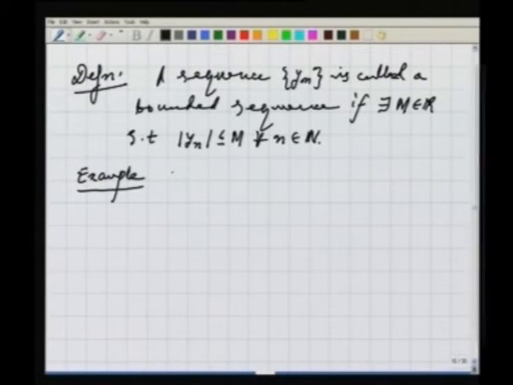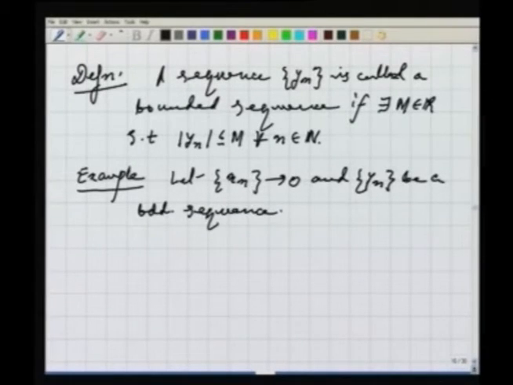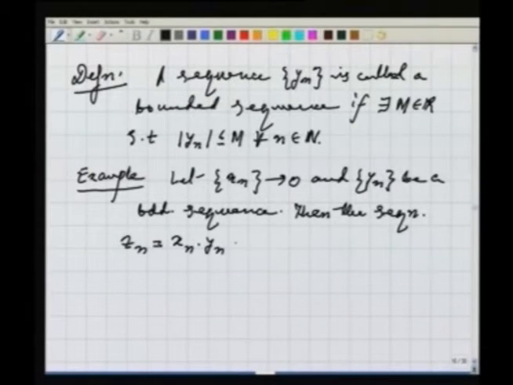Well, the example is this: let xn be a sequence which converges to 0 and yn be a bounded sequence. Then the sequence zn, which is defined as the product of xn and yn, converges to 0. This is a very simple application of the sandwich theorem.